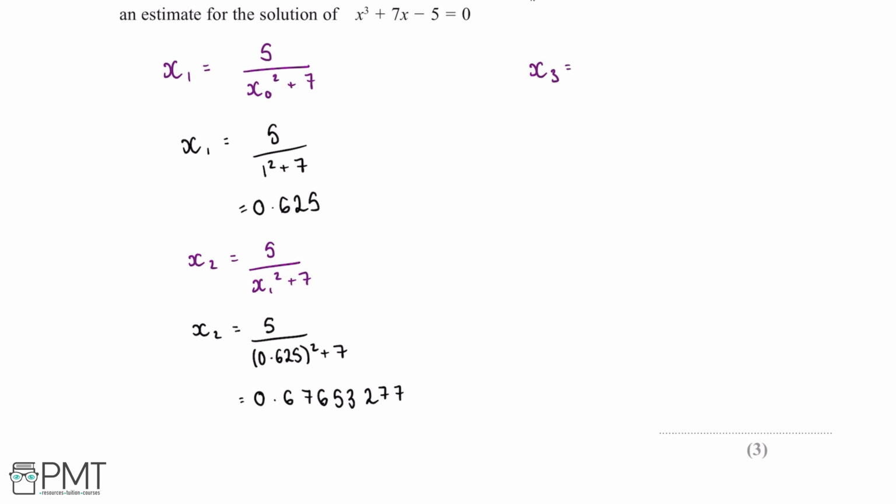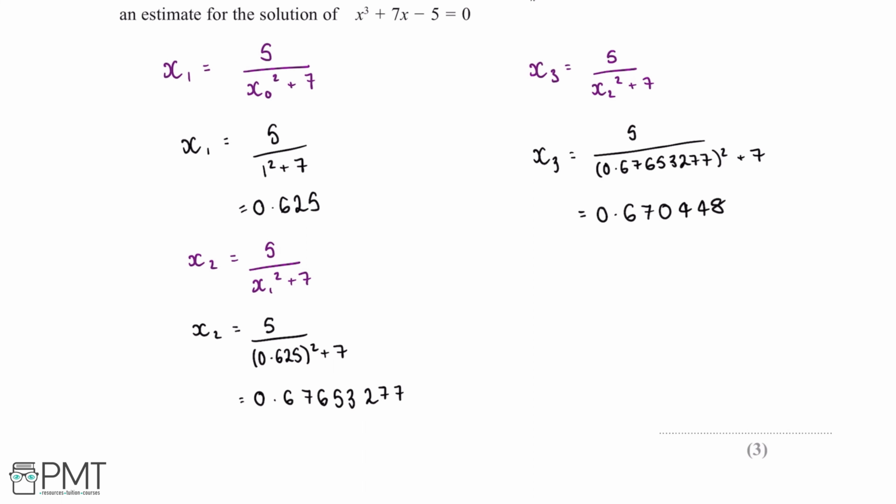So x3 will be equal to 5 divided by x2 squared plus 7. And again we can replace this number with the answer key on our calculator, or we can write out the number in full into our calculator. However, it's important that we don't round this number too early on in the question, as this will reduce the accuracy of our answer. So if we put this into our calculator, this gives us a value of x3 as 0.670448. And we don't need to round this value any further. Now this question's worth 3 marks.